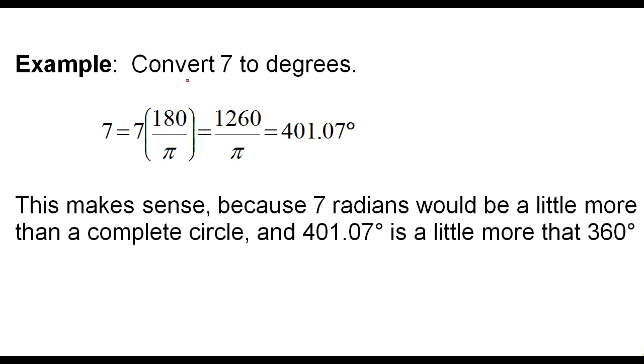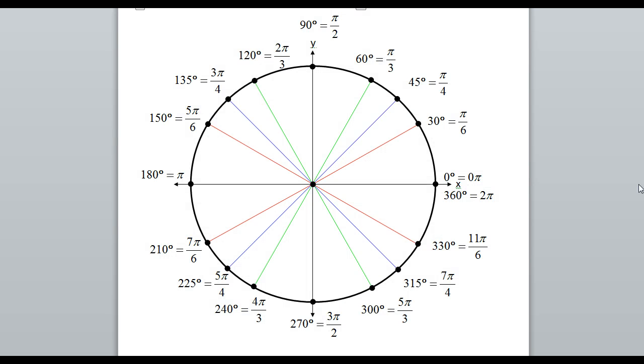Now that makes sense because remember that it took 6 1/3 radians to get all the way around the circle, which is 360 degrees. Well, this is a little more than that. So you'd expect it to be a little more than 360 degrees. Okay, so you could probably guess what's next. We need to take all of our degree measures and match them up with the radian measures.